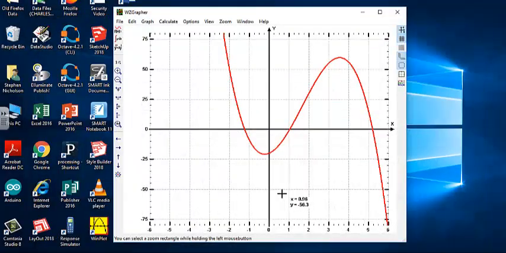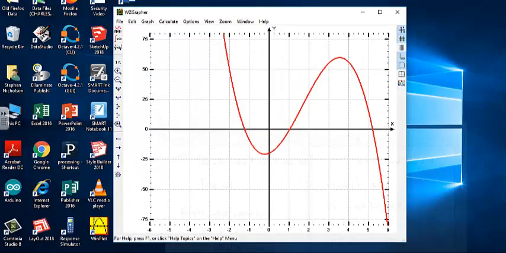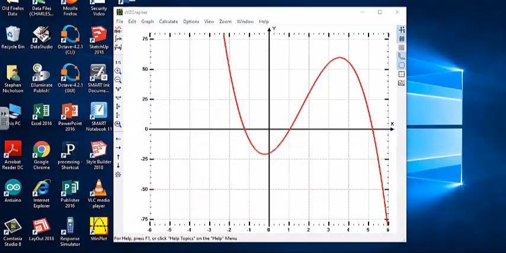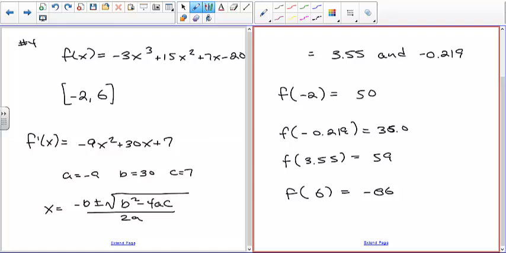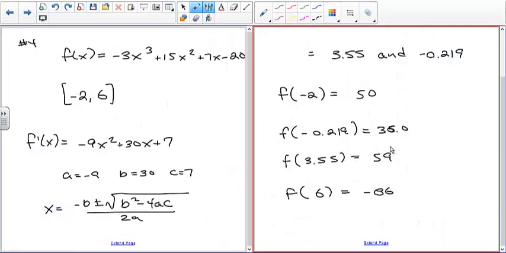So let's just check our numbers here. f of -2, that's 50, so that matches up. f of -0.219 is about -20 something. Okay, so that's where I did it wrong. Let's look at the next one, 3.55. That's about 59, so that matches up. And f of 6 is -80 something. Yep, okay, so it's this one that's the wrong one.